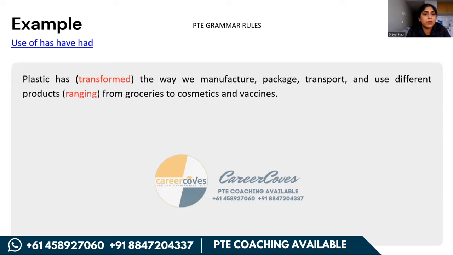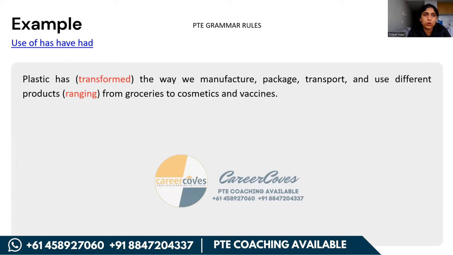You can see in the example, plastic has transformed the way we manufacture, package, transport, and use different products, ranging from groceries to cosmetics and vaccines. Transformed is the third form of the verb. So there will be a fill up after has. You have to find the third form of the verb.